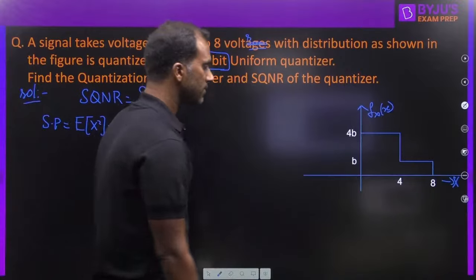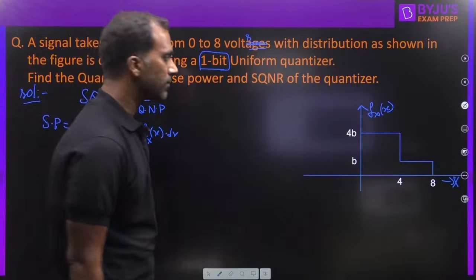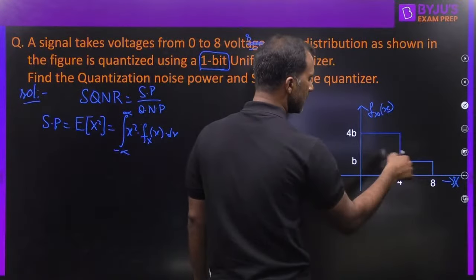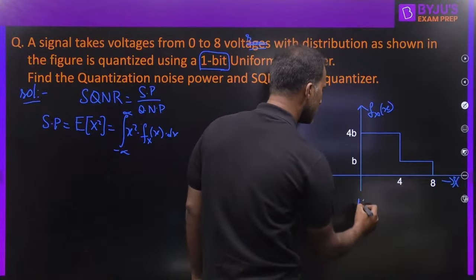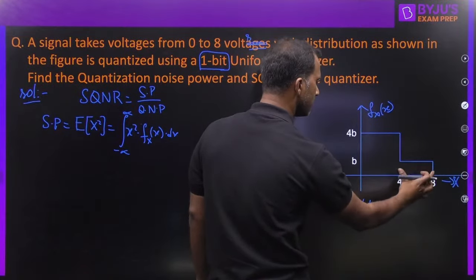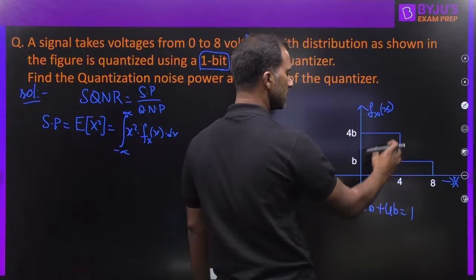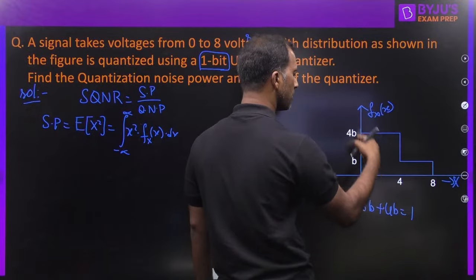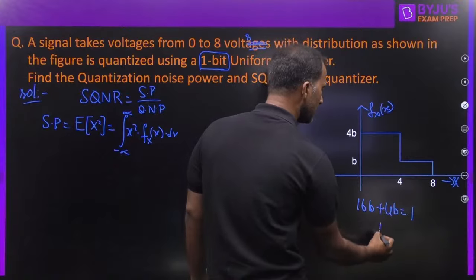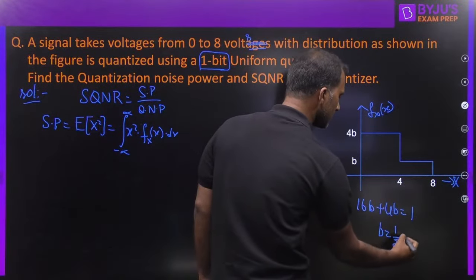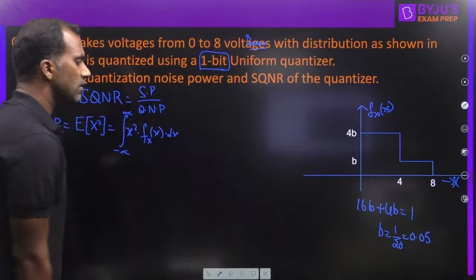So let's find those heights. We have a property of PDF: the area of the PDF should be equal to 1. So find the area of this. This rectangle area is 4 into 4 is 16b, plus this part, where 4 is the width and height is b, is 4b, which is equal to 1. So 20b is equal to 1, b equal to 1 by 20, which is 0.05, or 1 by 20 you can say.